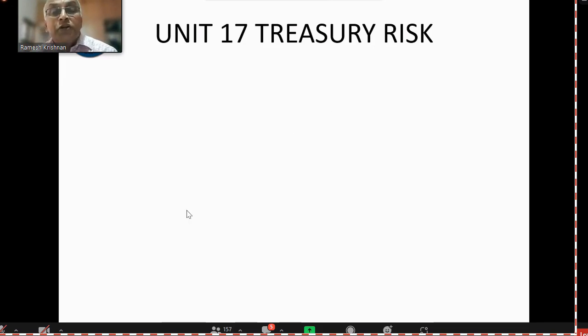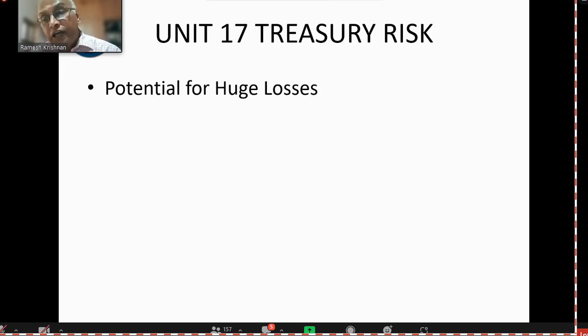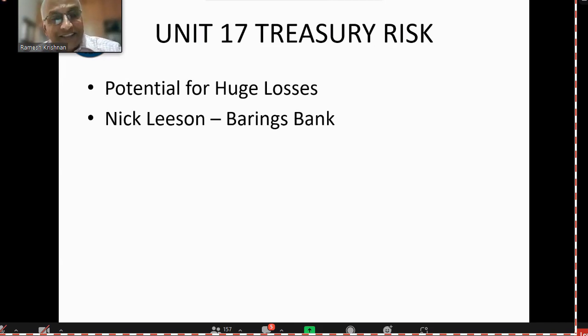Sorry. So now we will also look into some of the risks of treasury. In your D module, this will be dealt with in more detail, but still you should know, module-wise, the questions. How there can be huge losses. Nick Leeson, Barings Bank: front office and back office colluded, and a 100-year-old bank was sold for 1 shilling. You know the story.